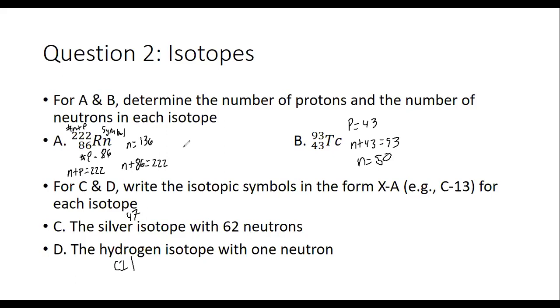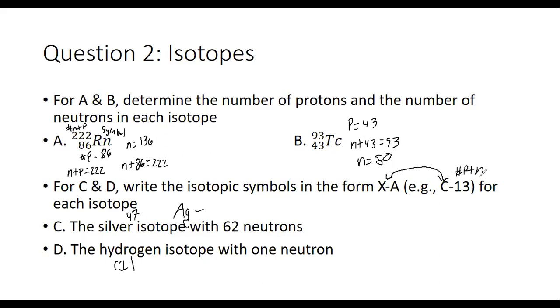For C, we go to our periodic table and see element 47. So you go to 47 and you see the element symbol. The element symbol of silver is Ag. And then we have a dash. So remember what the X-A notation means. The X is, what element is it? And the A is, again, protons plus neutrons.